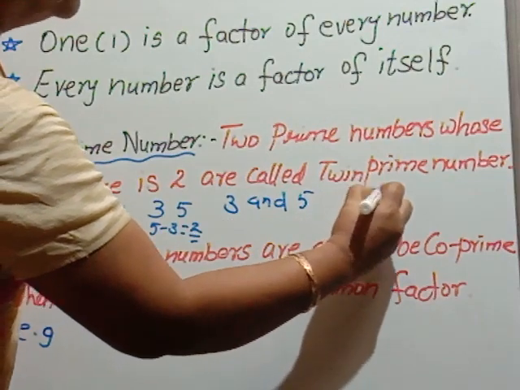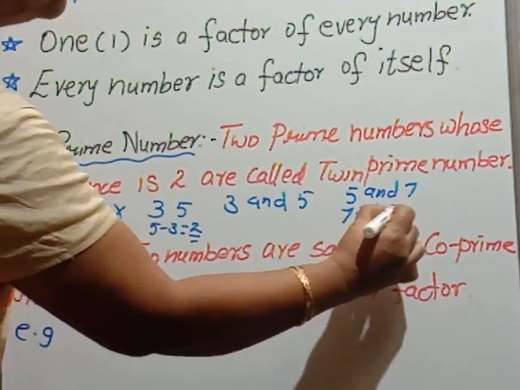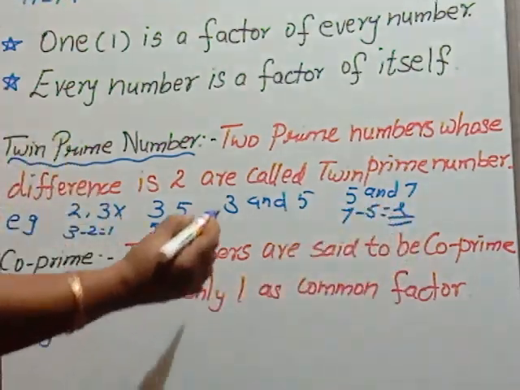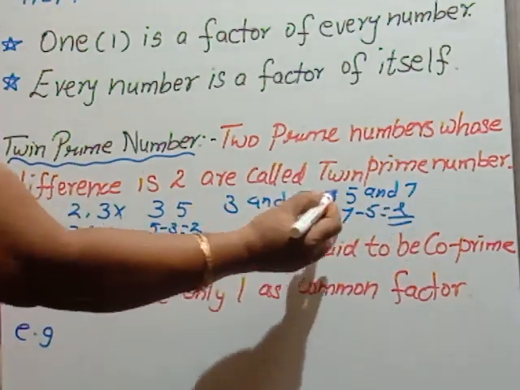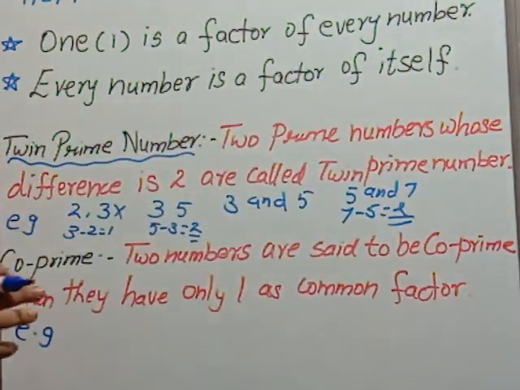5 and 7. Here 7 is greater. If we subtract 5, we will get the difference 2. So 3 and 5, 5 and 7, these numbers are called twin prime numbers. One more point you have to learn, that is co-prime.